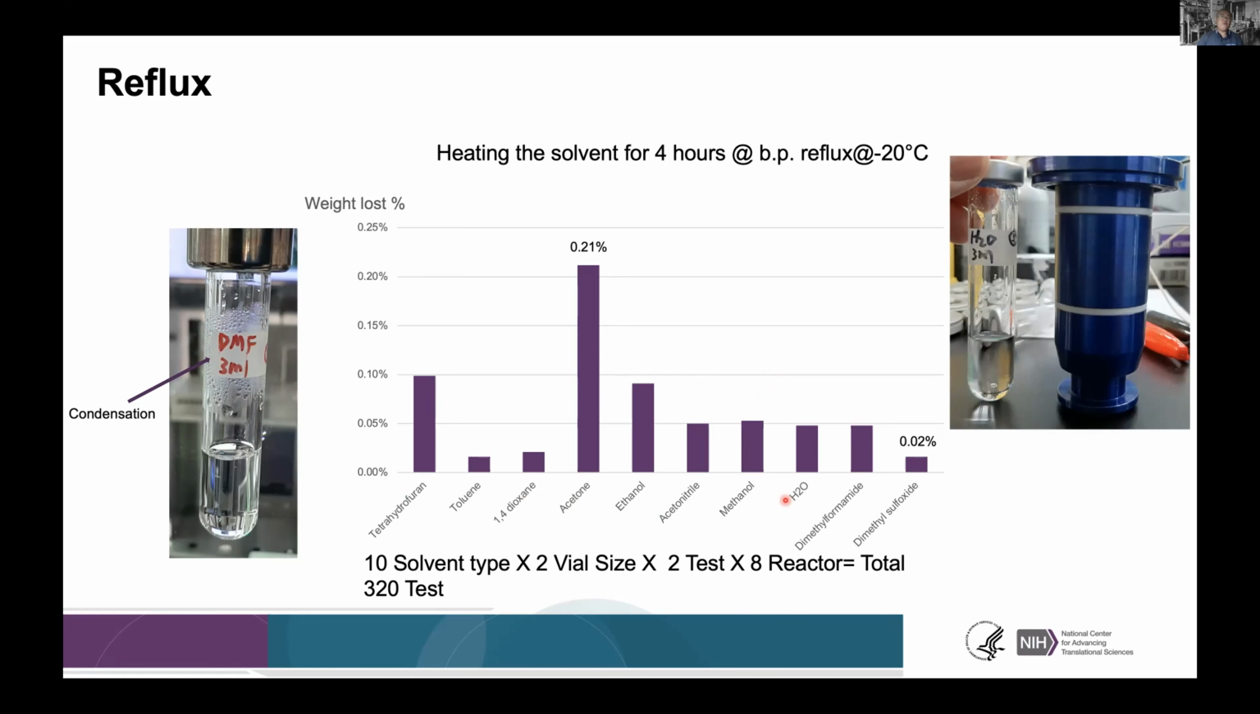After heating them to boiling point for 4 hours, with the reflux at -20 degrees, we cooled them down again, took them out of the reactor, weighed them again, and calculated the weight loss. So here in this chart, you will see the low boiling point acetone has the most weight loss, about 0.21%, and the lowest one is toluene and DMSO at only 0.02%. So it's not going to significantly decrease or influence our reaction mixture. It's not going to influence the concentration of the reaction. So the result is pretty satisfying.